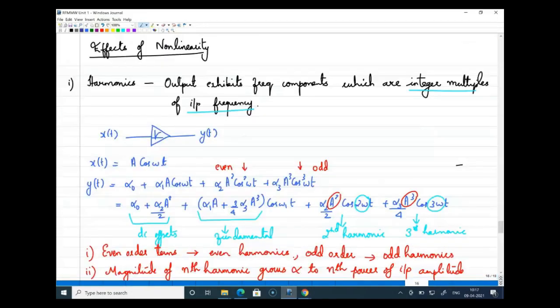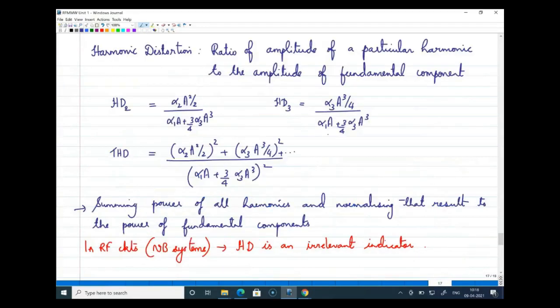We will continue our discussion on the effects of nonlinearity, specifically on harmonics. In the previous class, we understood what a harmonic is and how we can mathematically understand it, and we made some observations about the harmonic components as well as the magnitude of harmonics. The performance metric we use is called harmonic distortion, but we also discussed that nonlinearity, in terms of harmonics, should always be studied in the case of an RF system, and for narrowband systems harmonics are definitely an irrelevant indicator.